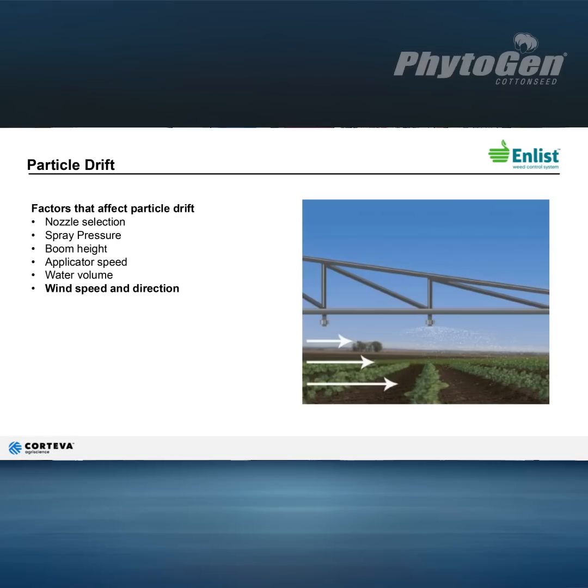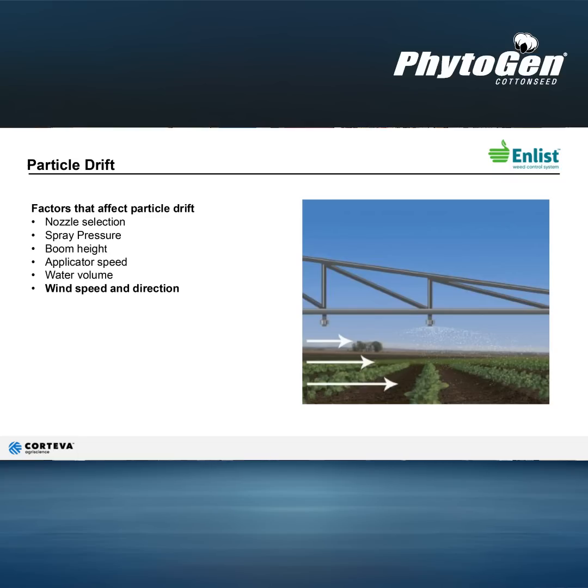Today we'll be talking through several topics as it relates to the Enlist weed control system. Particle drift is likely the most common and problematic when making any herbicide application. This is the movement of spray droplets to an undesired target from the time it leaves the nozzle to touching the ground. Factors to consider in eliminating particle drift include nozzle selection and spray pressure.